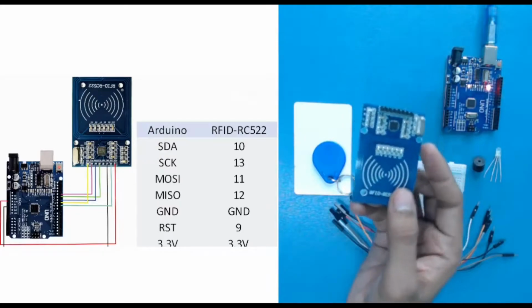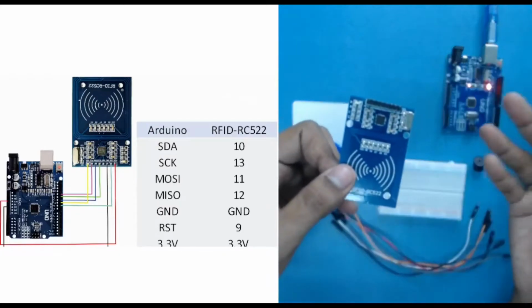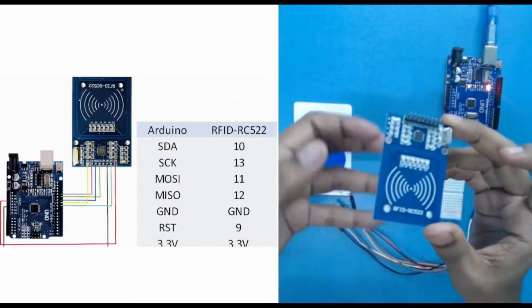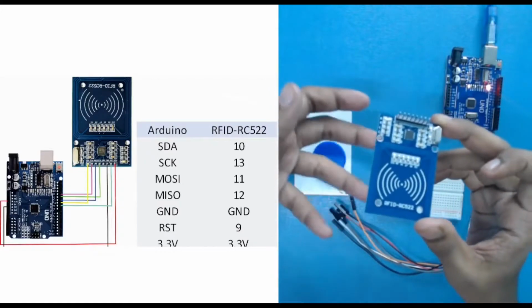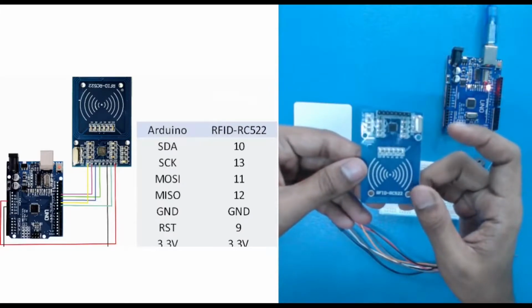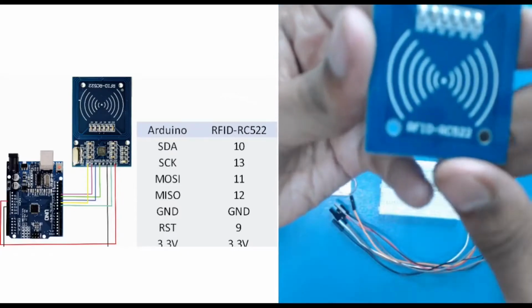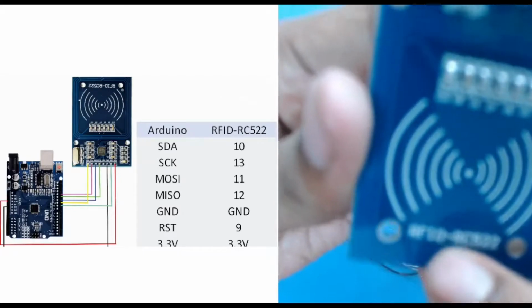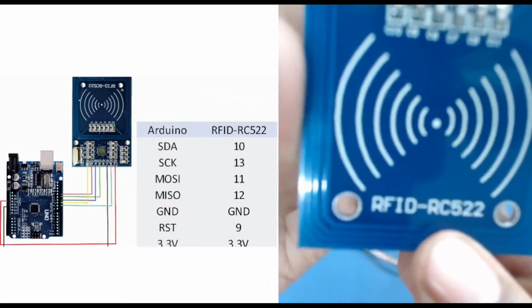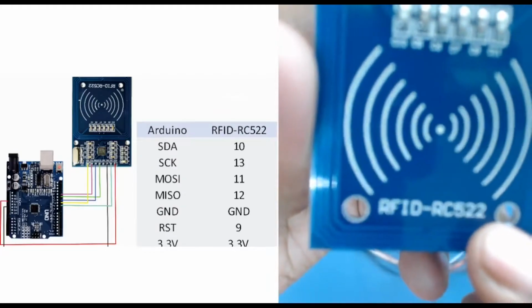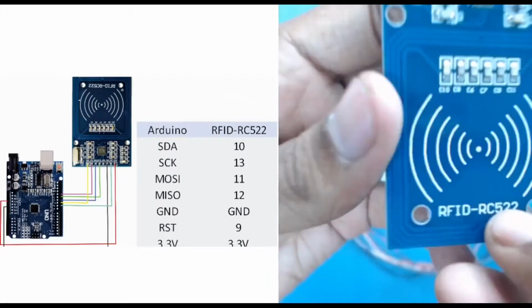So as I told you, the name is RFID tag. So here we can understand: RF is radio frequency and ID is for identification. So this is radio frequency identification. Now if you look closely, here you can see we have written RFID, first RFID RC522. So this is your model number. This is your RFID tag.